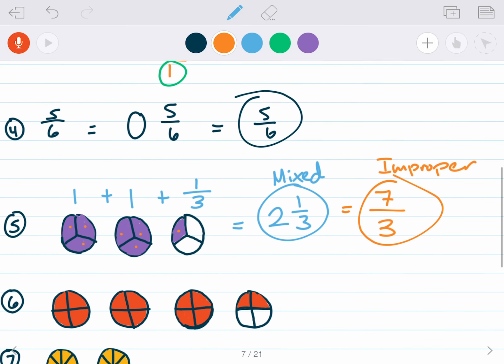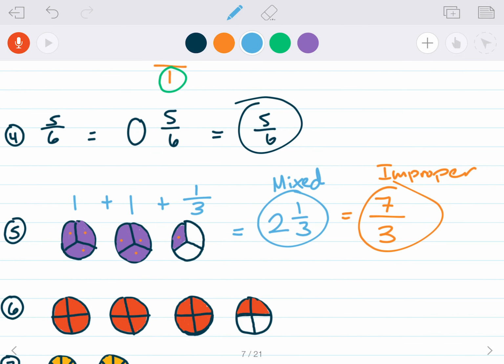Let's do number 6. So how many wholes do we have? We have 1, 2, 3 wholes, right? And the part that we have, well, we have 2 shaded out of a total of 4. So this is going to be 3 2/4. Yes, you can reduce it if you want, but I'm not going to do that right this moment. We're going to talk about that in a couple of slides.